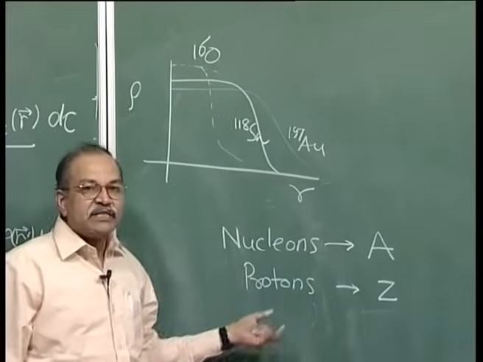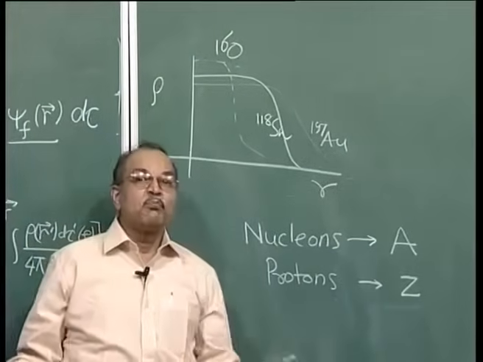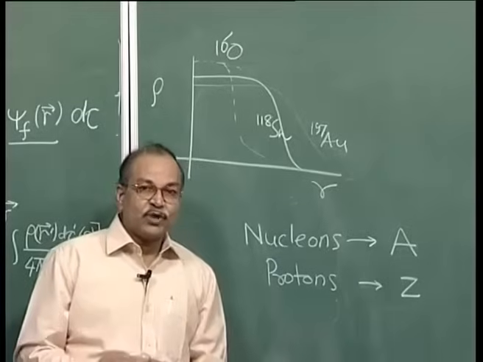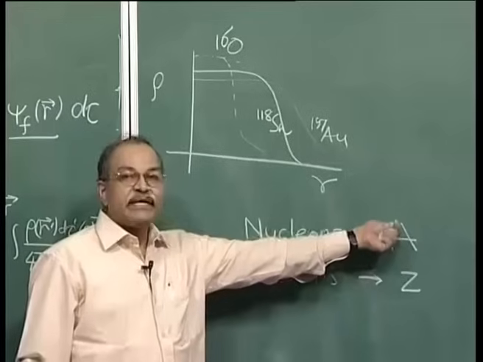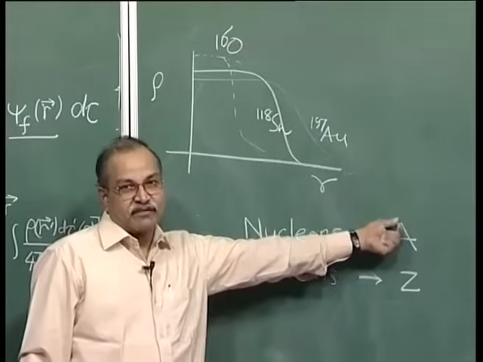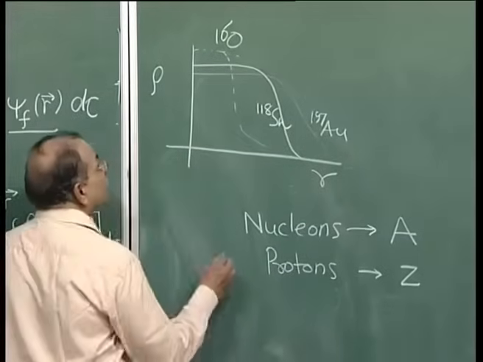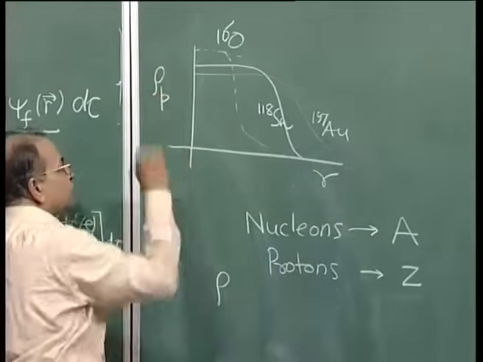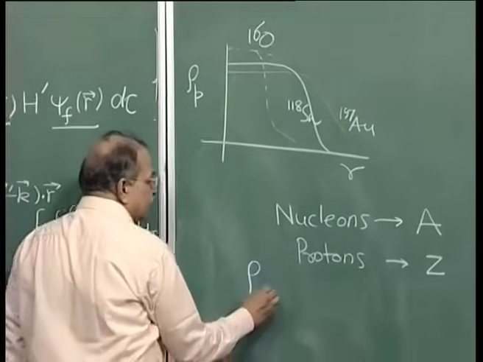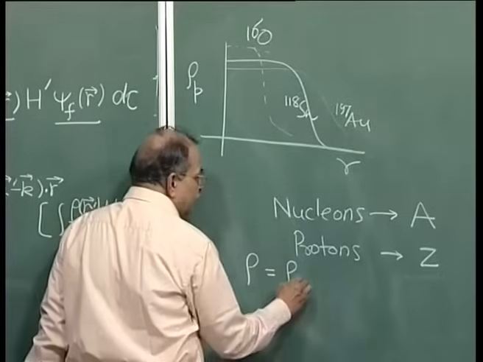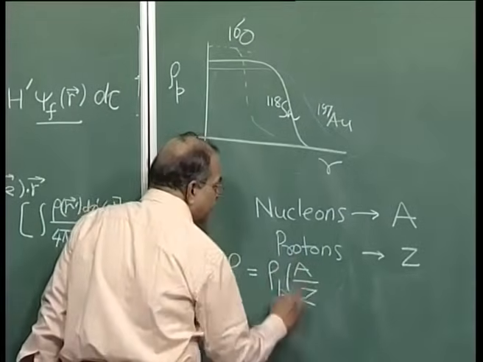Now, if I am interested in the mass distribution, total mass, so protons and neutrons both taken together, what do I have to do? I have to scale it up. From Z, I have to make it A. The total should become A. And so, if this is the proton density and this is the total mass density of the nucleus, then this should be rho p times A by Z. You have to scale up; you just multiply by this.